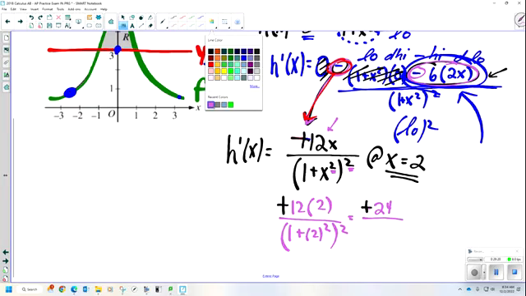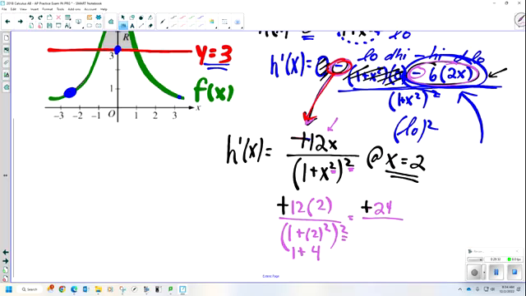And the bottom, 2 squared is 4. 4 plus 1 is 5. 5 squared is 25. All right, that's it. My answer is 24 out of 25, at the point where x equals 2.